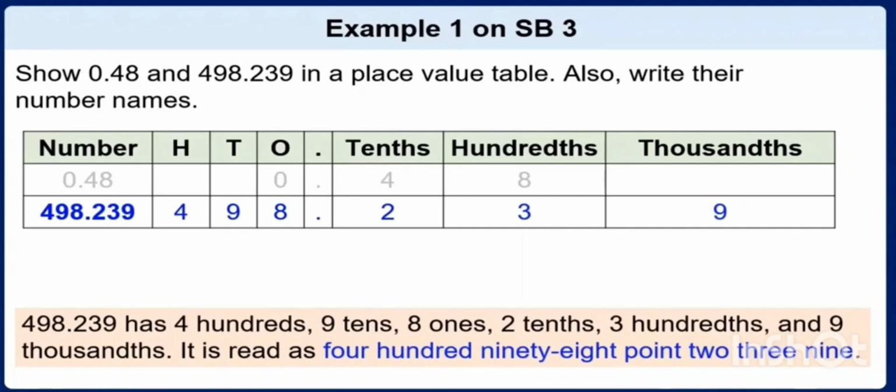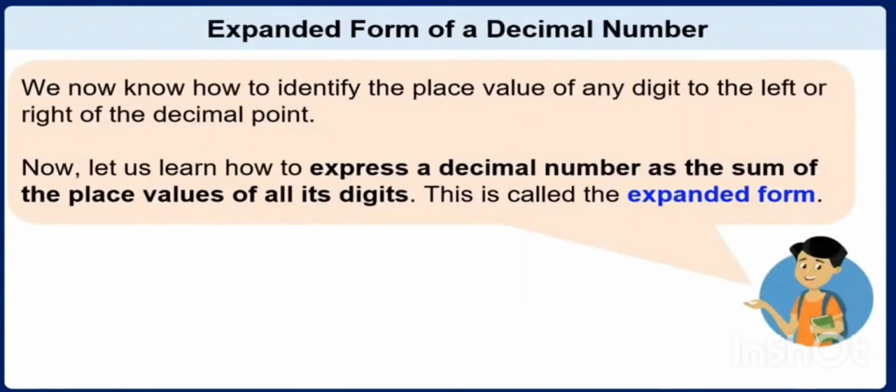We now know how to identify the place value of any digit to the left or right of the decimal point. Now, let us learn how to express a decimal number as the sum of the place values of all its digits. This is called the expanded form. Let us write the expanded form for 498.239.